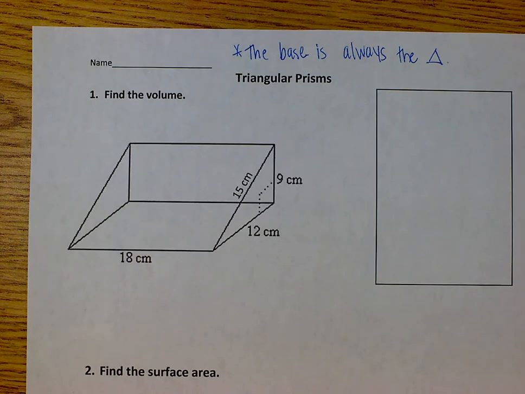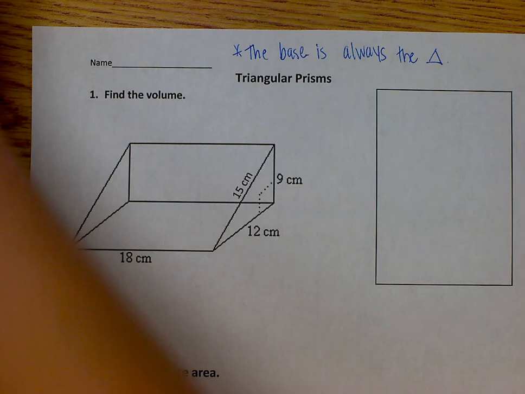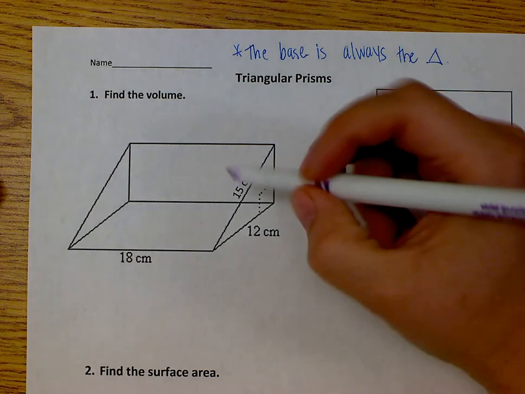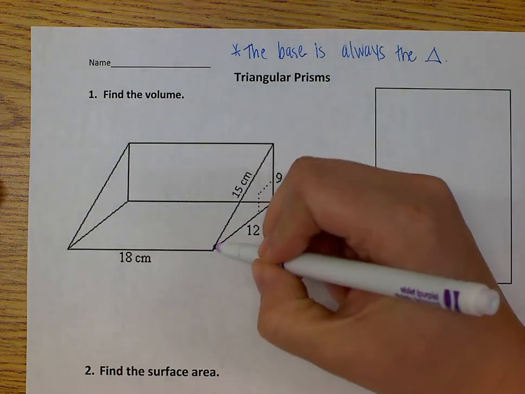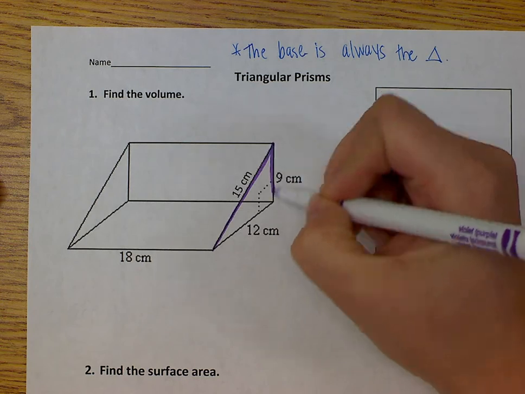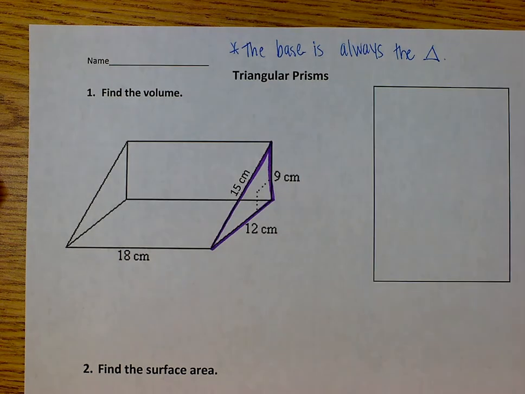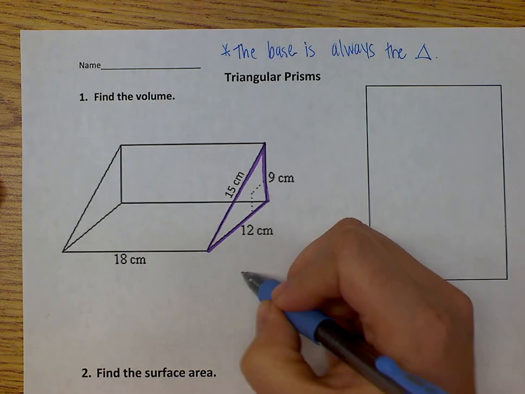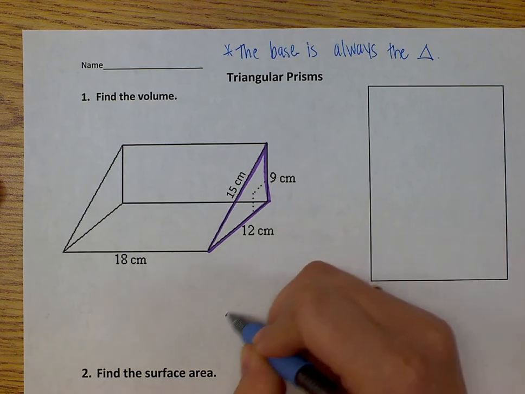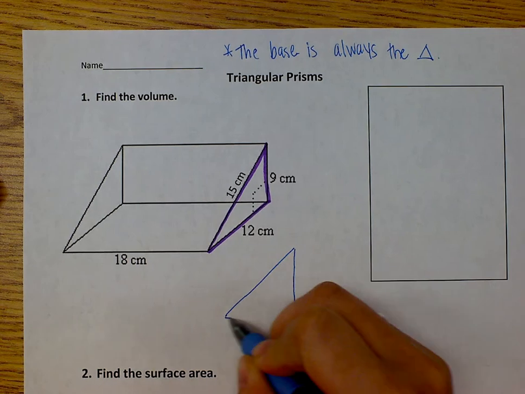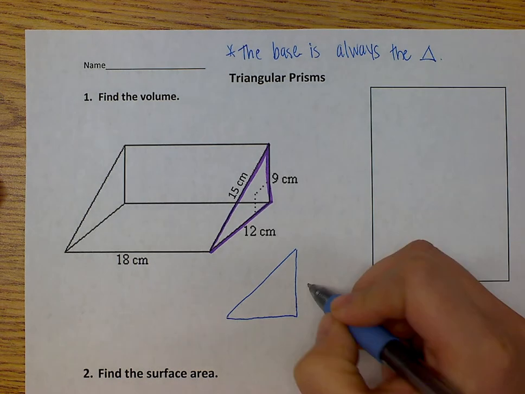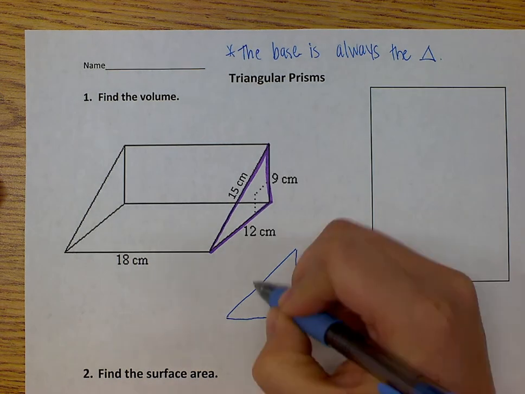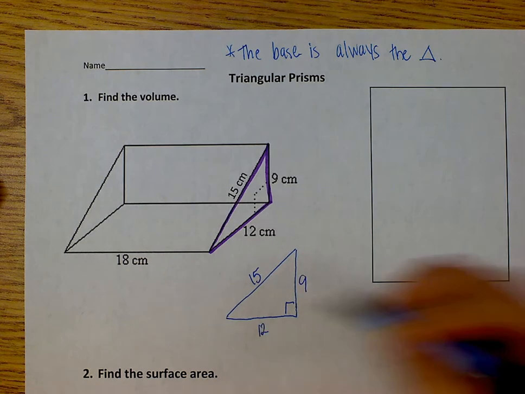For example, number 1 says to find the volume. The base, even though it's not on top or on the bottom, is this right triangle right here on the side. Just like we did with the pyramids, I want us to draw that right triangle, or that base, no matter what shape it is, over to the side and label it. So we have a 9, a 15, and 12 centimeters as the base.